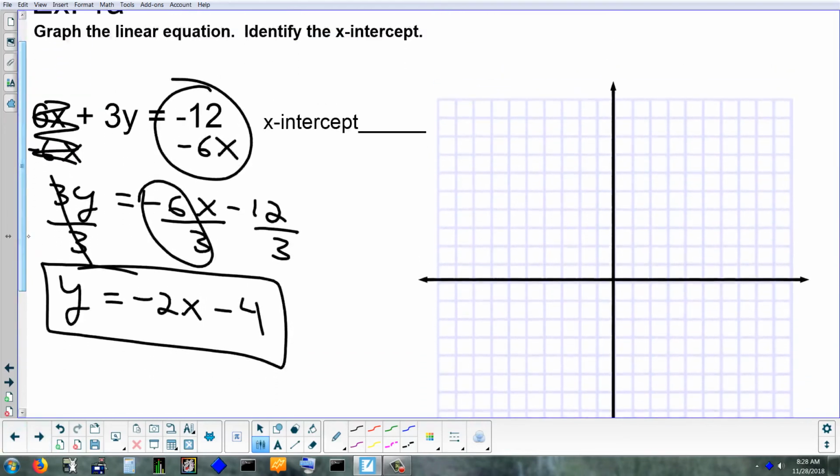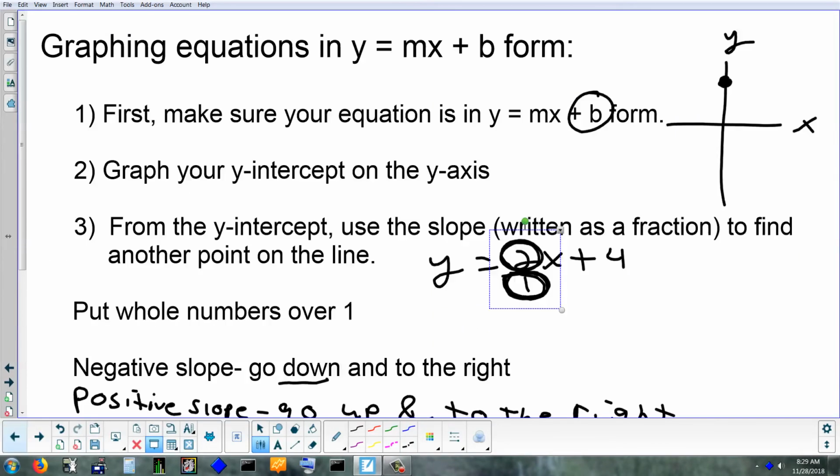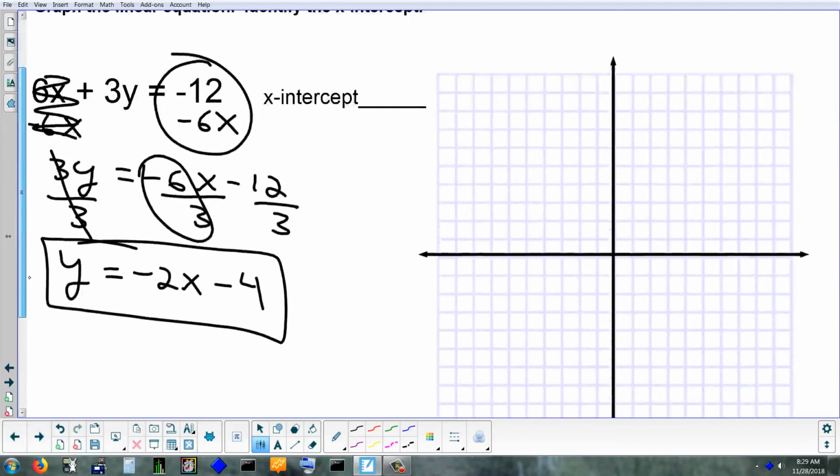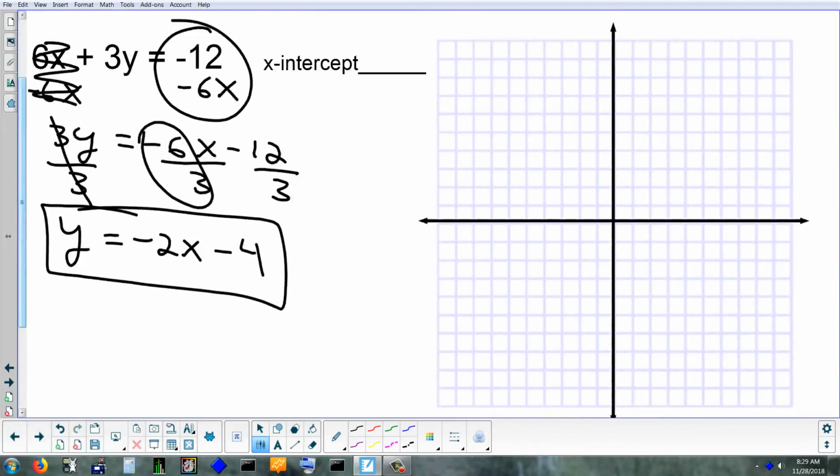All right, now let's graph it. So the first step, let's go back. Make sure your equation is y equals mx plus b. We did all that. Graph your y-intercept. Looking at that, what's my y-intercept? Negative 4. It's right there. It's the number that doesn't have an x.